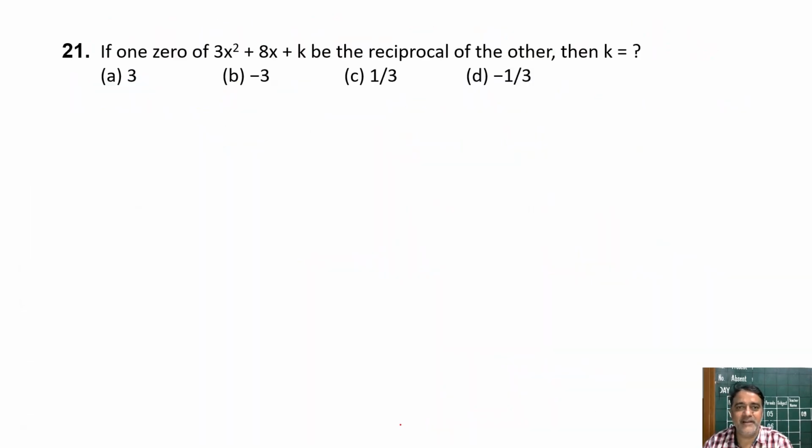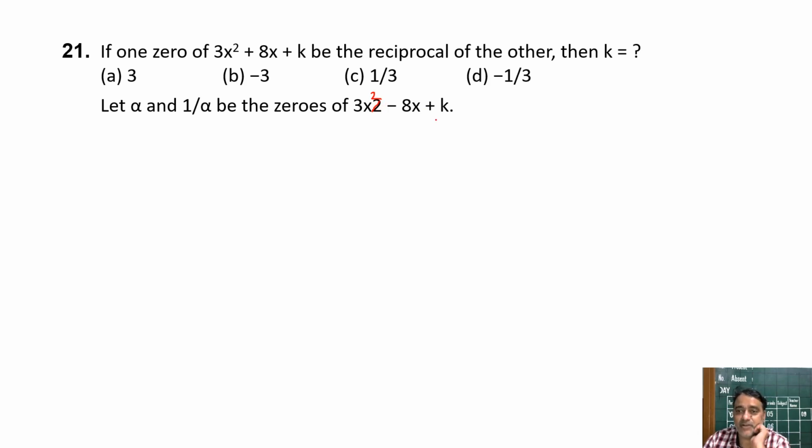Question 21. If one zero of 3x square plus 8x plus k be the reciprocal of the other, then k is equal to, we have to find. So let one zero be alpha. So what will be the other zero? 1 by alpha. Very good. 1 by alpha be the zeros of 3x square plus 8x plus k.